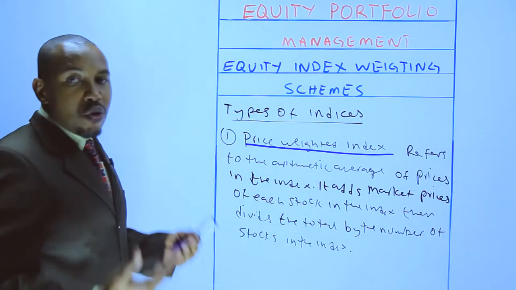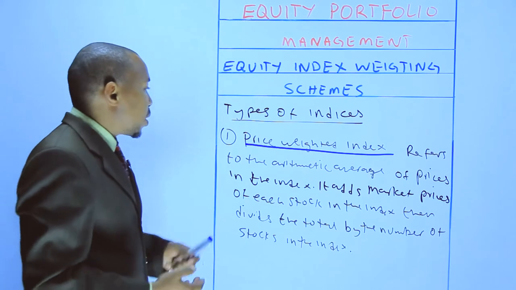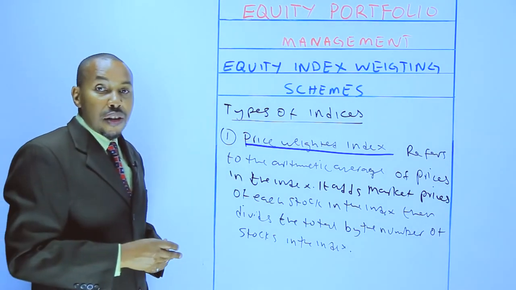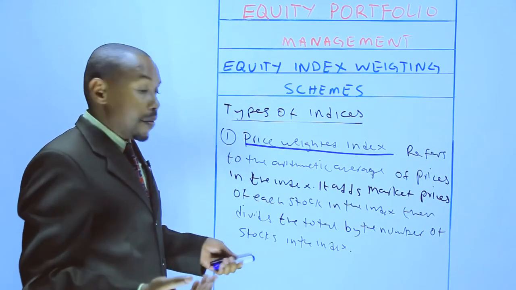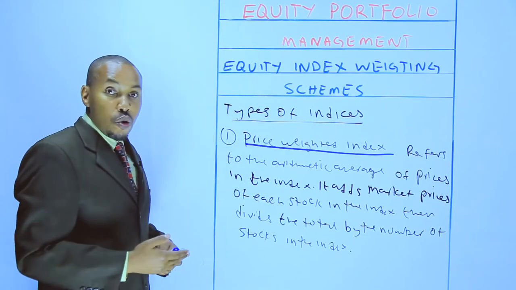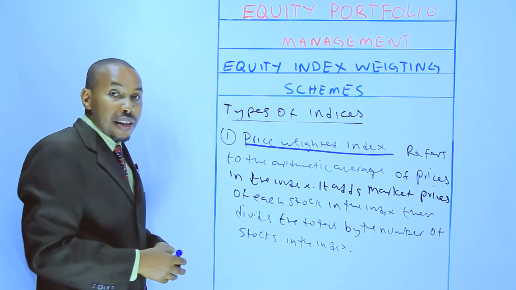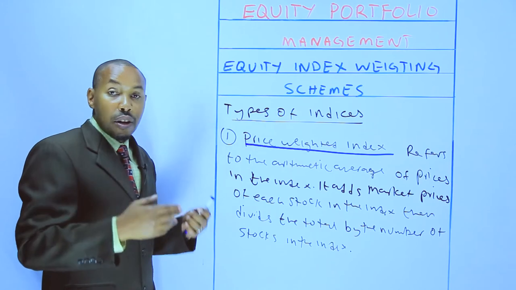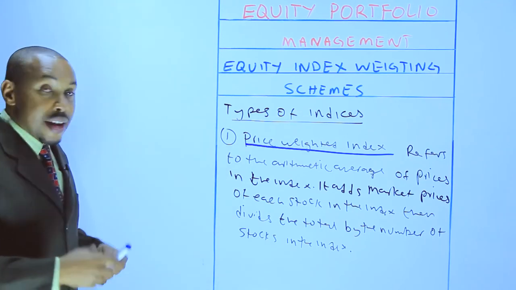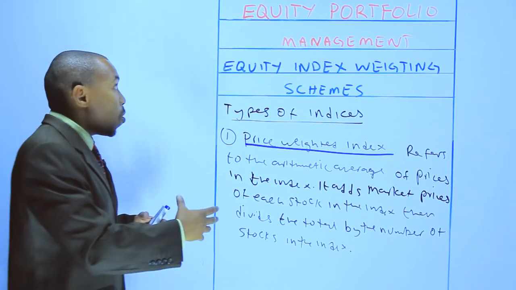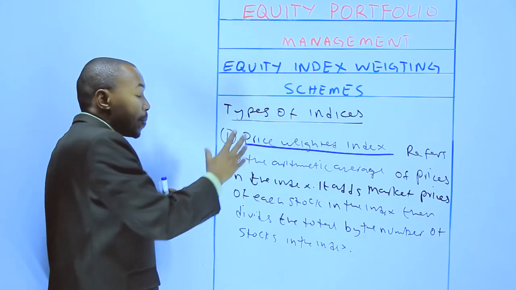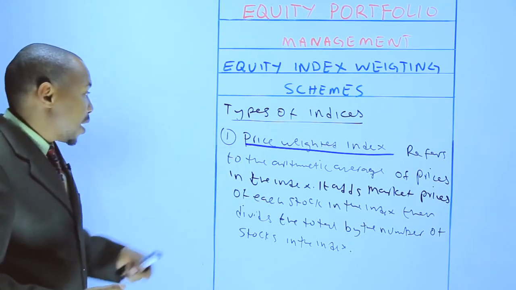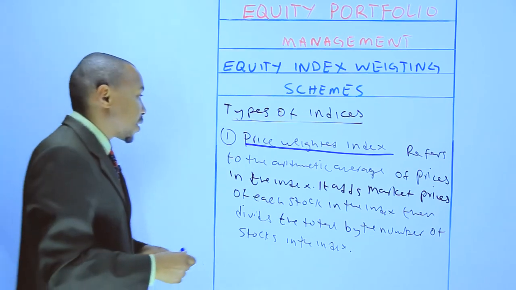Now, we do not need to do an example of the price-weighted index. This has already been covered in the unit called Introduction to Finance and Investments. So if you want to see how to compute the price-weighted index, please refer to the Manifested e-learning platform unit called Introduction to Finance and Investments. Here, we just need to build on equity portfolio management types of indices, and then assess and analyze the types of biases that are there on each index.